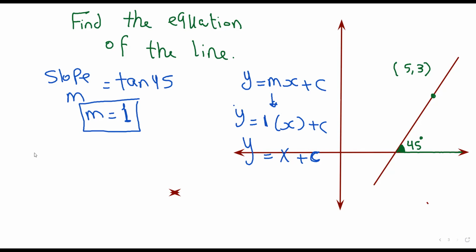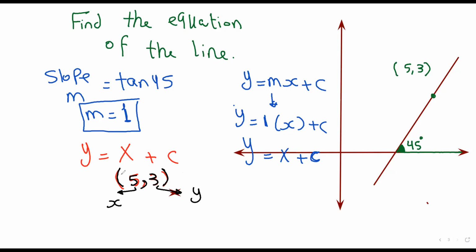How can we get c? Y equals x plus c. You know this line passes through the point 5 and 3. So this point satisfies the relation. X is 5 and 3 is y. Are you with me? Yeah.